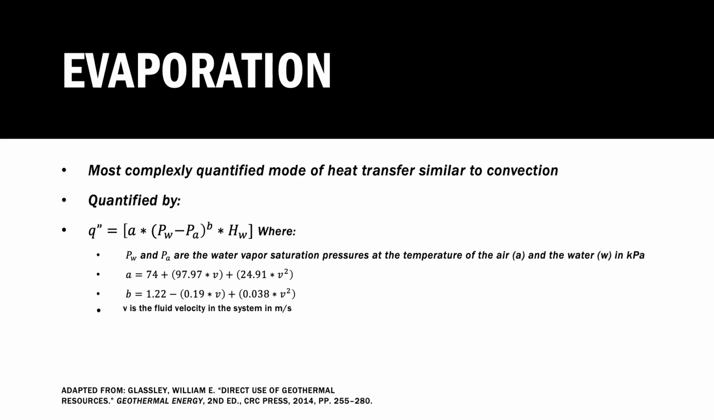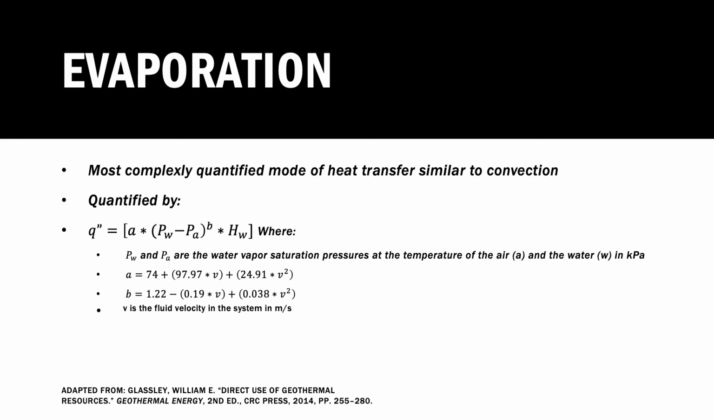PW and PA correspond to the water vapor saturation pressures at the temperature of both fluids. These values serve as the representative gradient in evaporation and should be in units of kPa. They can be found by a simple Google search, or there are even apps that give you the respective value at the desired temperature and conditions. The last value in this equation is the evaporation constant. For our purposes, in water to air heat transfer, this value can be assumed to be 1.